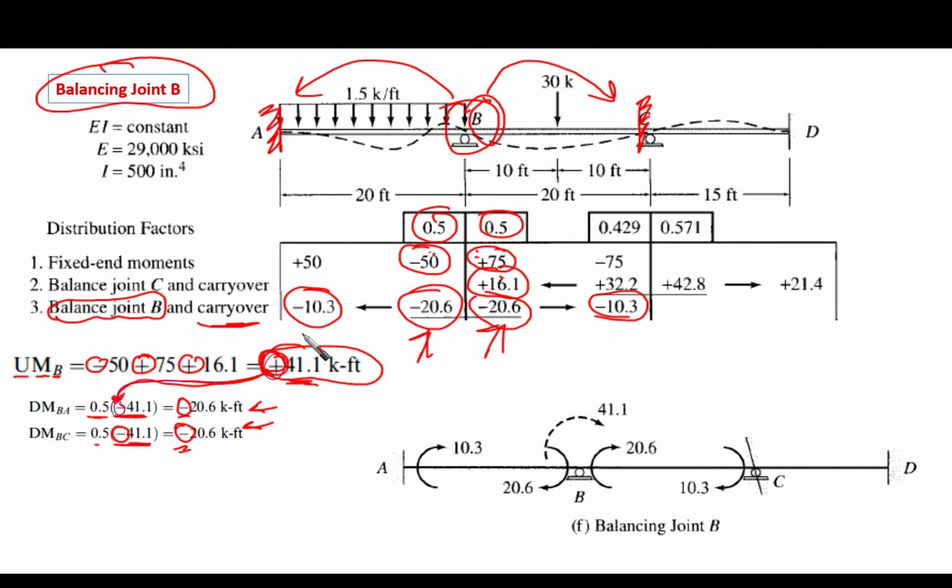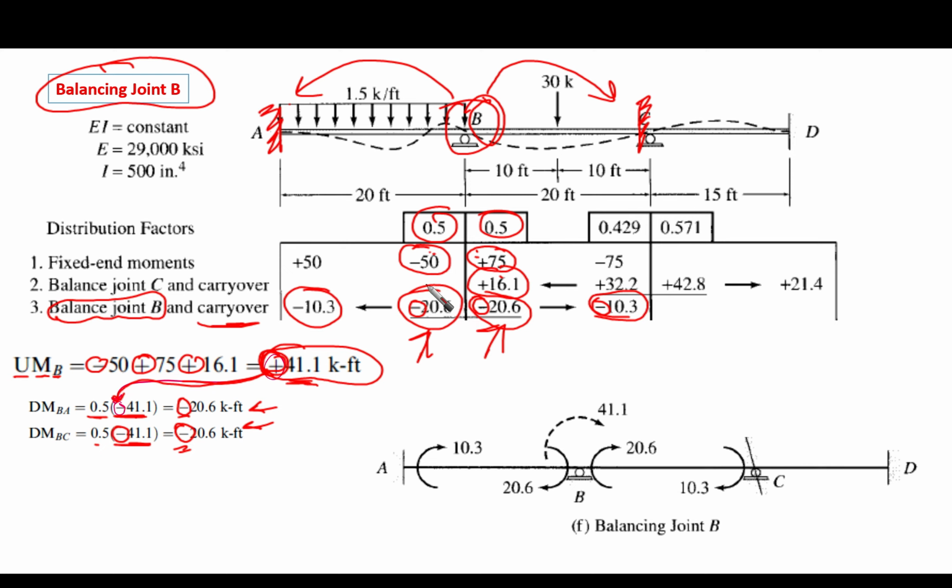So always remember, carryover moment with the same sign. However, balancing the unbalanced moment with the opposite sign. This is the rule of thumb in the table. You're going to remember it, and I think that if you keep it in your mind and memorize it, you're not going to make any mistakes. Okay?